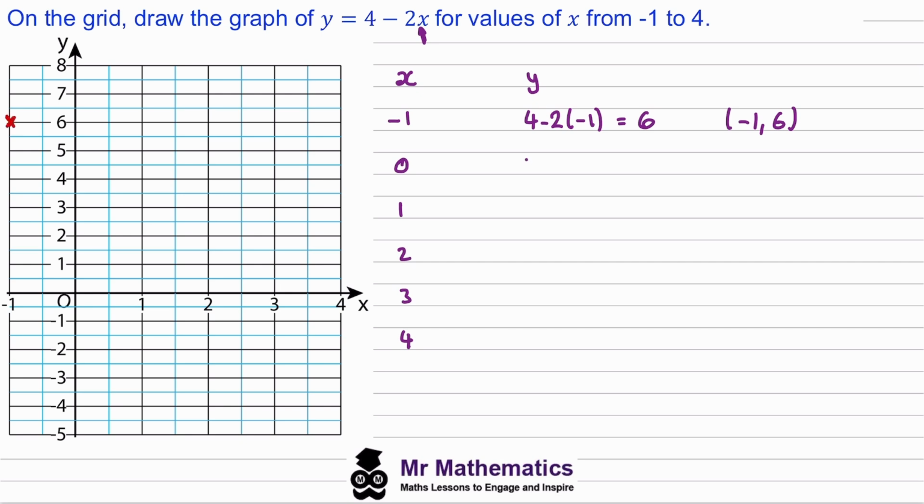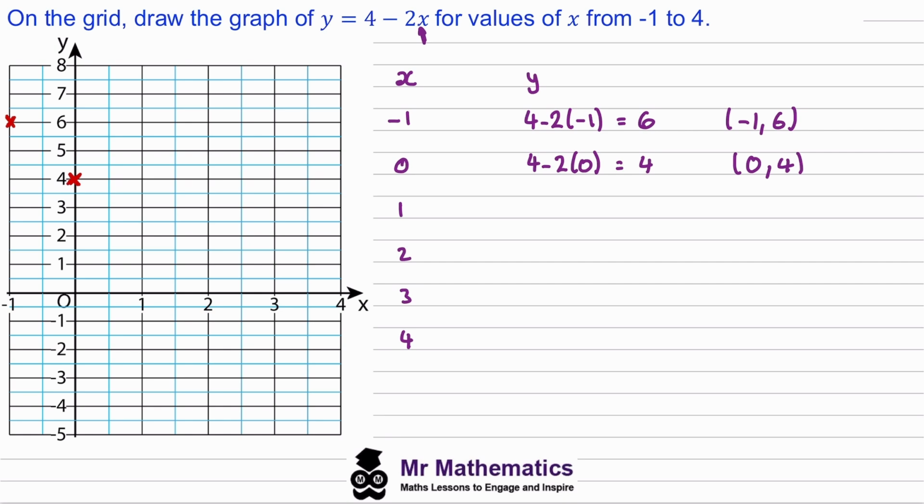And then when x is 0, we'll have 4 minus 2 lots of 0. Well, times this by 2, we'll get 0, so y will be 4. So our coordinate pair will be 0 and 4. And I'll plot this on our graph as a y-intercept.